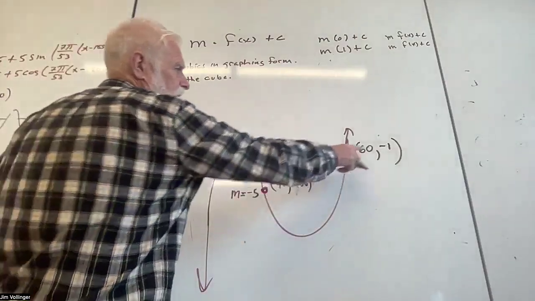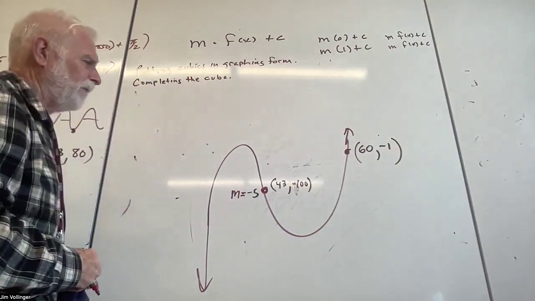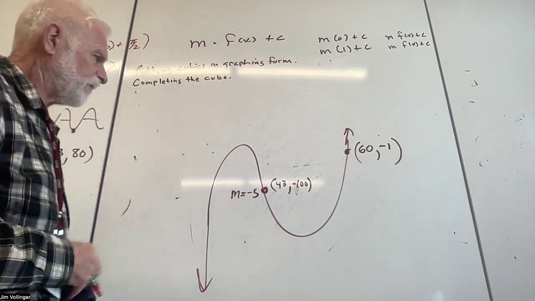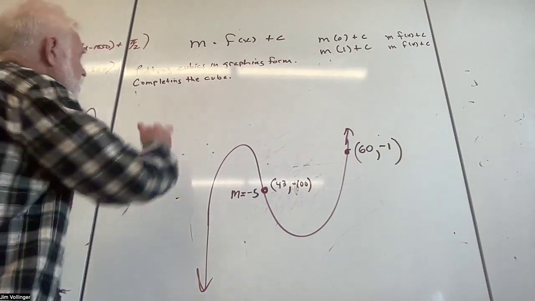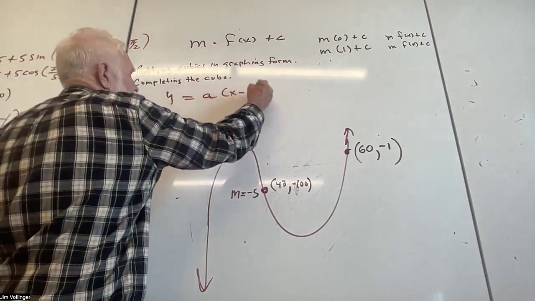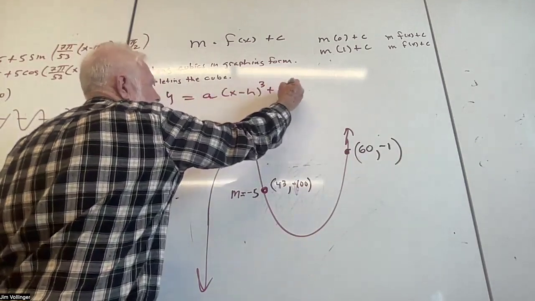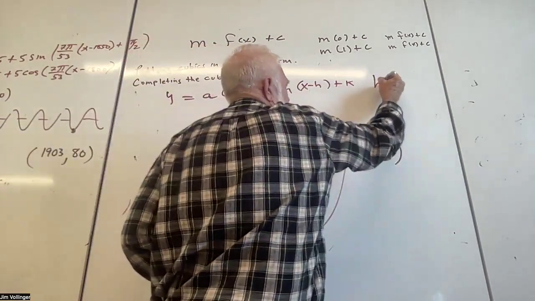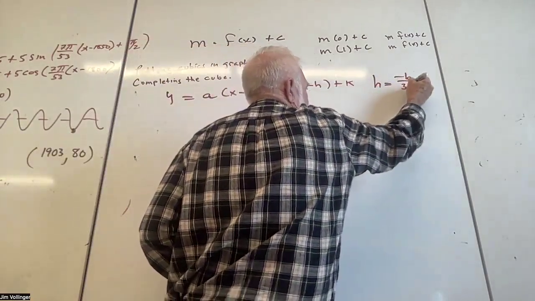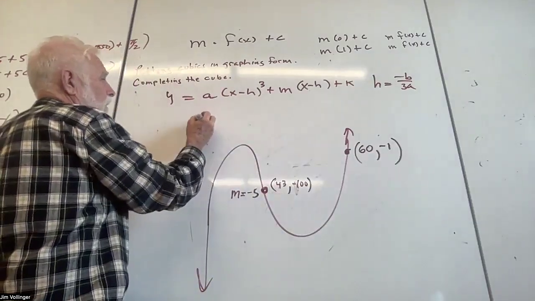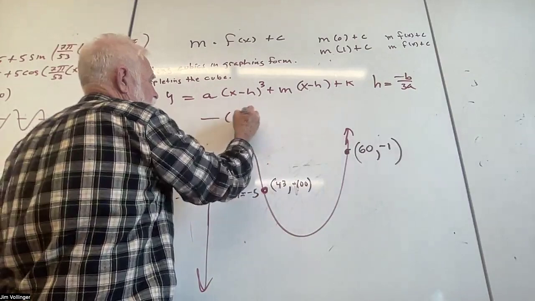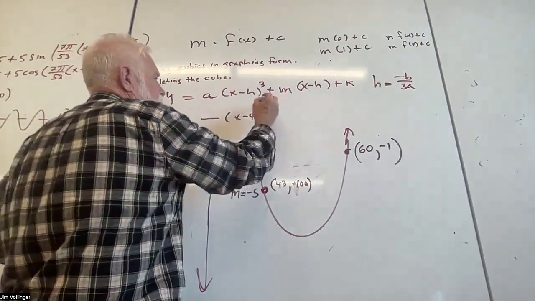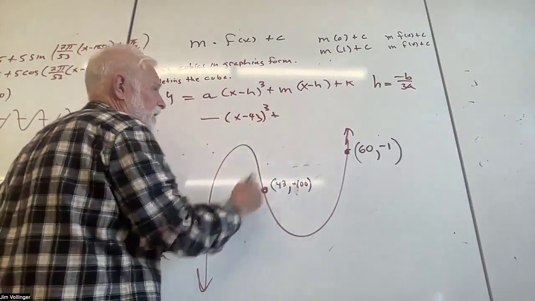43, 60, -1, rate of change -5. If you want to have a little challenge, you can try to do it yourself. Figure out what's going on, but the graphing form for a cubic is y equals a times x minus h cubed plus m times x minus h plus k. And h comes from minus b over 3a, the average of the roots. So I'm going to develop a in a minute. So x minus 43 cubed, I don't write 3's well, it's terrible. Plus some number, which in this case is -5.